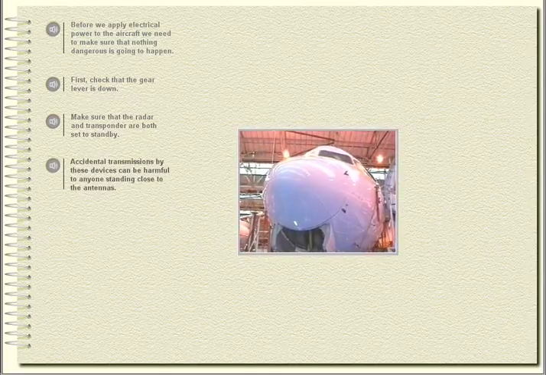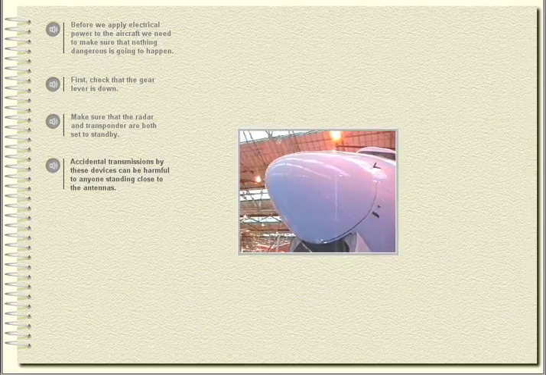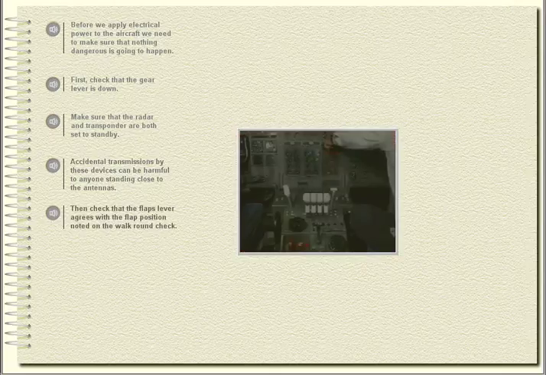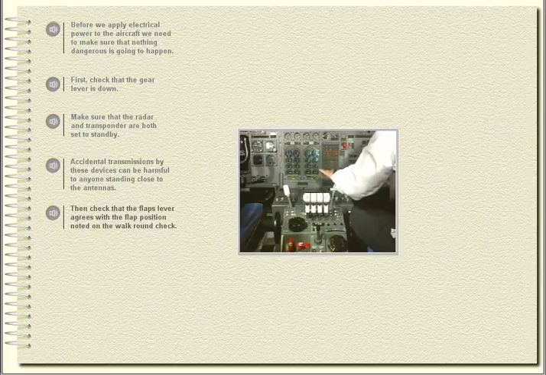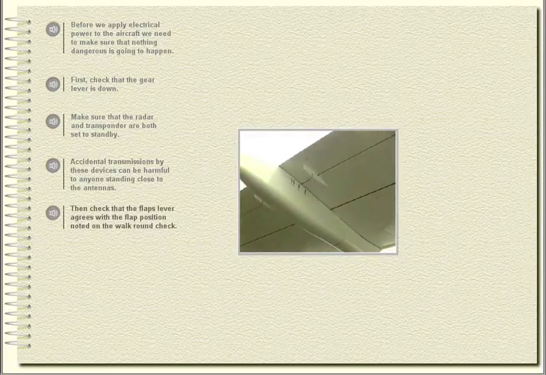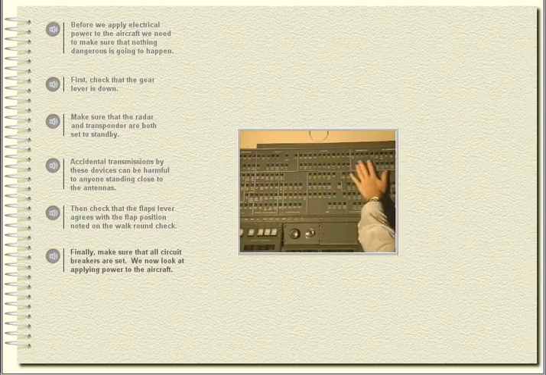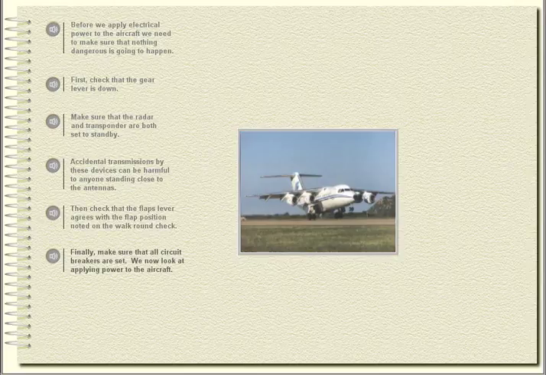Accidental transmissions by these devices can be harmful to anyone standing close to the antennas. Then check that the flaps lever agrees with the flap position noted on the walk-round check. Finally, make sure that all circuit breakers are set. We now look at applying power to the aircraft.